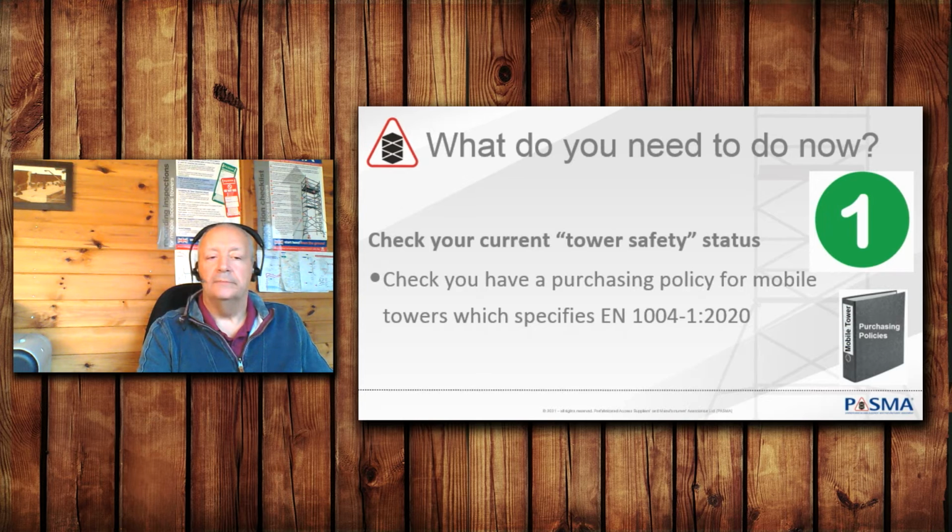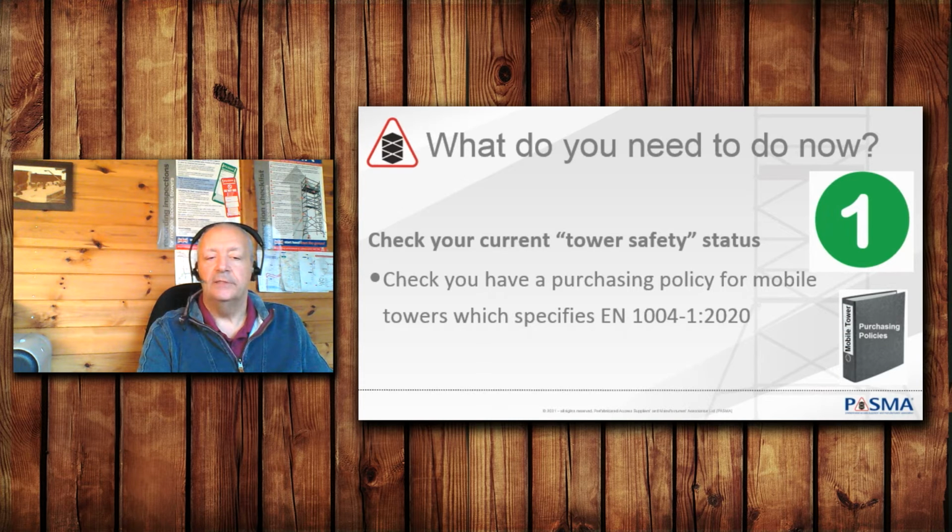So number 1, check that you have a purchasing policy that specifies the following. Any new tower equipment you buy is certified to the latest version of EN 1004. So that's NBN EN 1004-1, or Part 1, 2020.